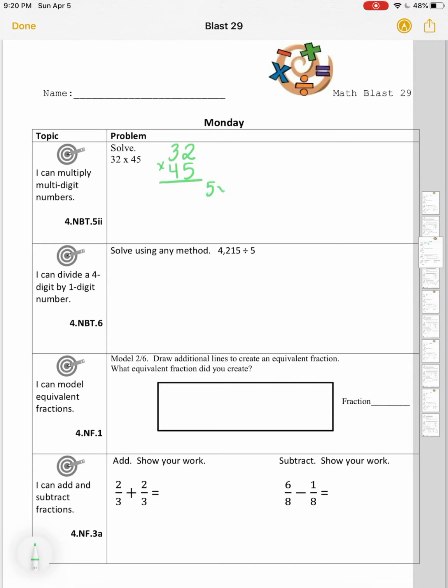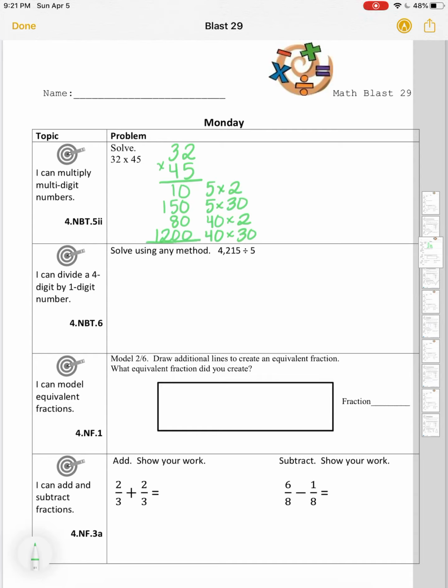I'm going to take 5 ones times 2 ones and 5 ones times 3 tens, or 30. And then I'm going to take 4 tens, so that's 40, times the 2 ones, and 4 tens times 3 tens. So this will give me all the partial products. 5 times 2 is 10. 5 times 30, or 5 times 3 tens, is 15 tens. That's 150. 4 tens times 2 is 8 tens, or 80. And then 40 times 30 is 4 tens times 3 tens, which is 12 hundreds.